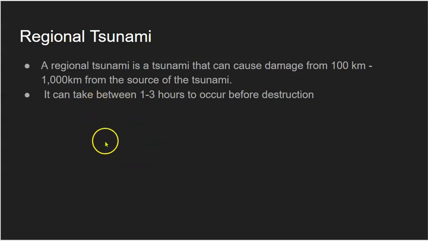Regional tsunamis are tsunamis that can originate from 100 kilometers to 1,000 kilometers from the source. So that means that if the tsunami happens out in the ocean and then it travels 800 miles and hits the beach, it's considered a regional tsunami. It can take anywhere from 1 to 3 hours before the wave crashes on the beach and causes destruction. Regional tsunamis can be destructive, but they're generally not as bad as local tsunamis. However, they have been known to kill people and create a lot of destruction.